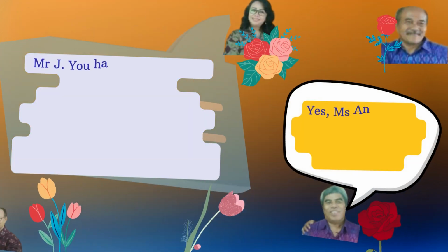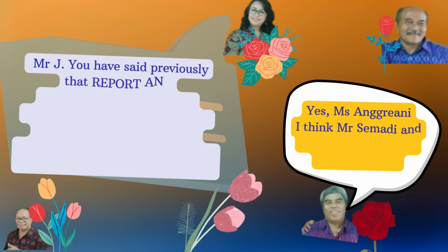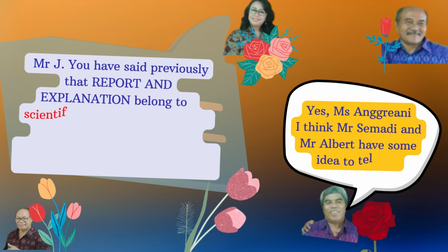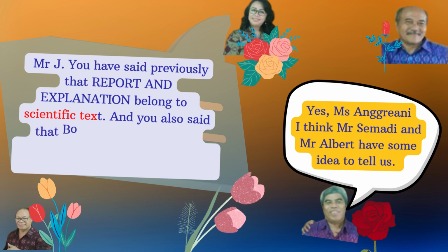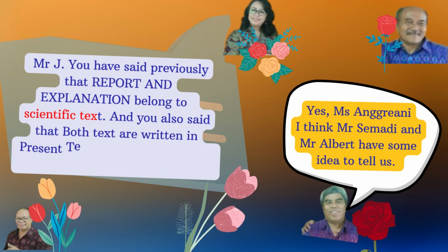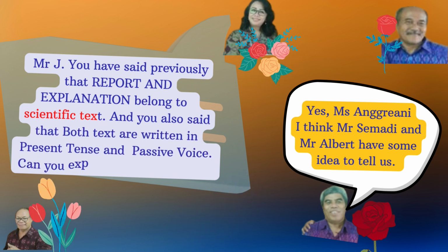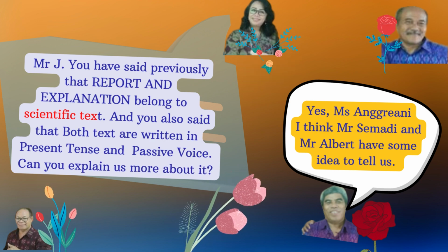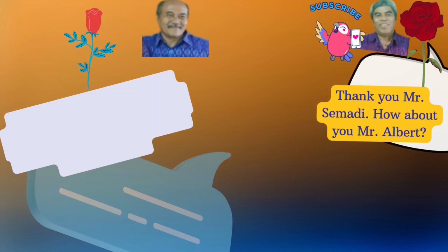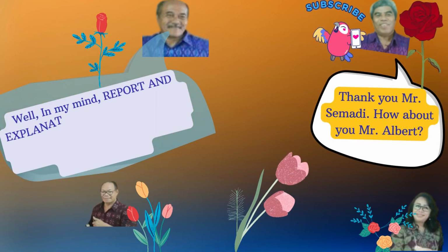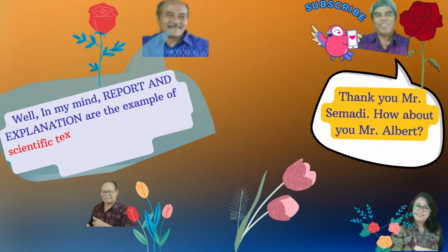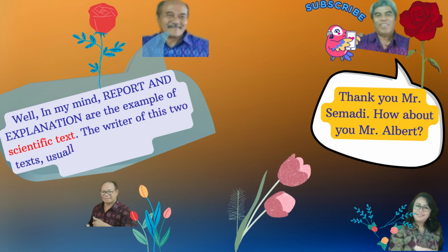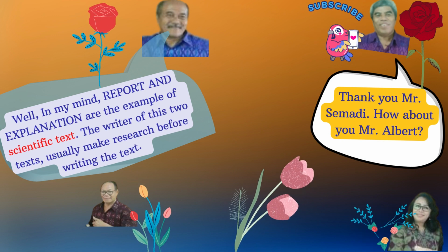Mr. J, you have said previously that report and explanation belong to scientific text. And you also said that both texts are written in present tense and passive voice. Can you explain more about it? Yes, Ms. Angriani, I think Mr. Samadi and Mr. Albert have some ideas to tell us. Well, in my mind, report and explanation are examples of scientific text. The writer of these two texts usually does research before writing the text.